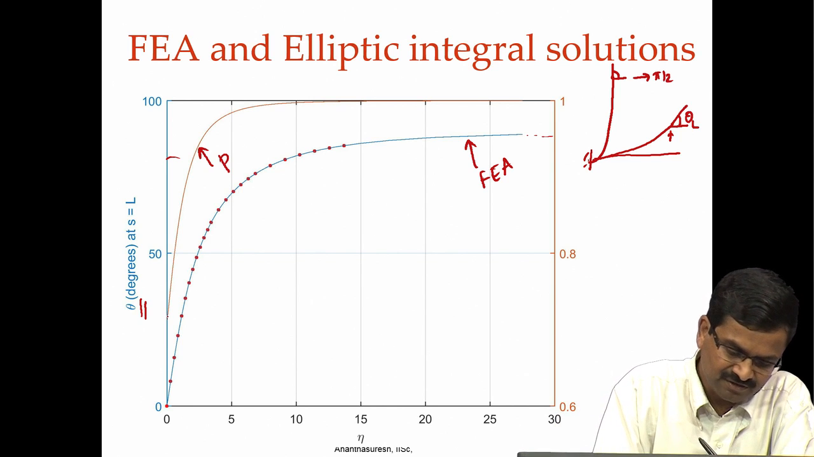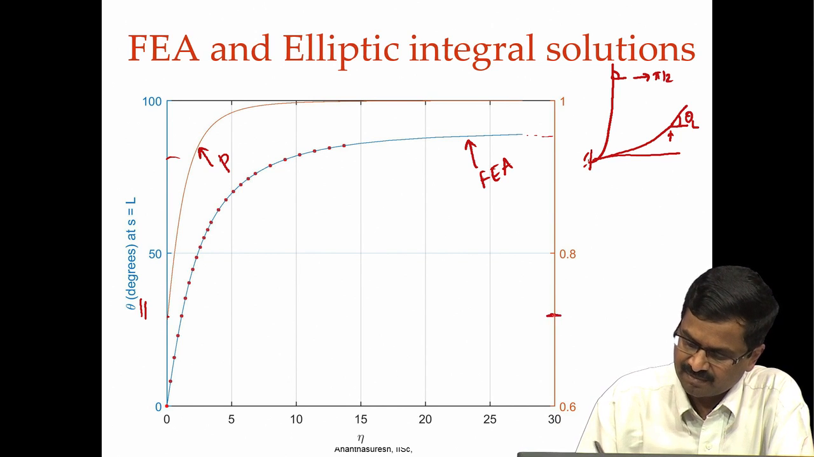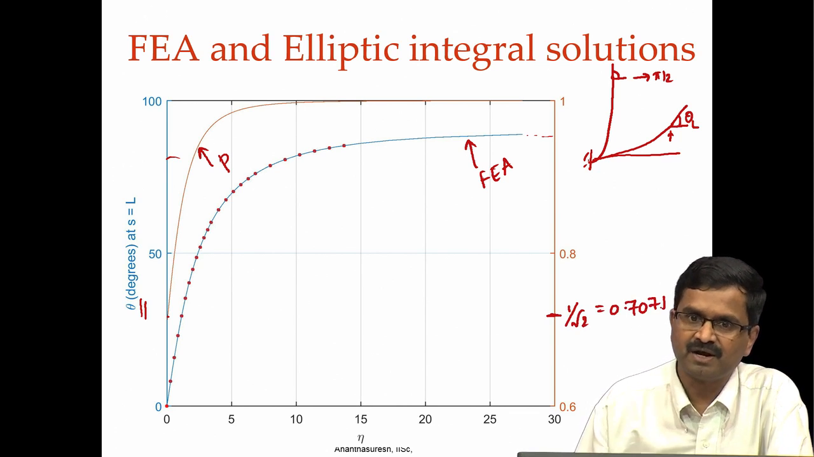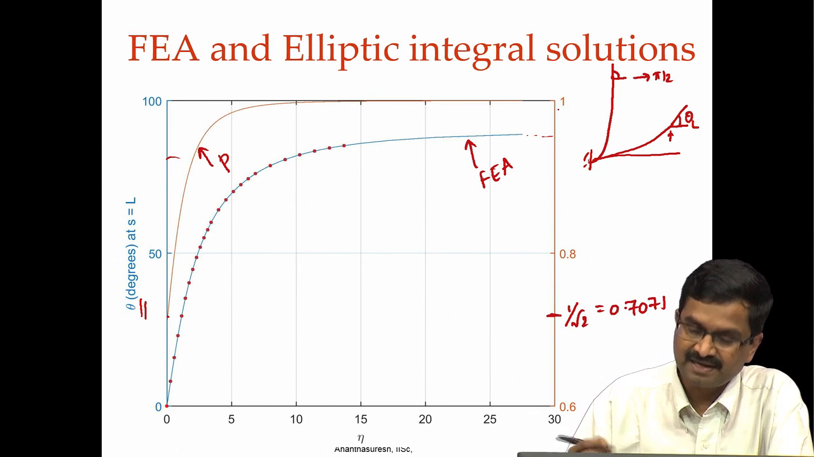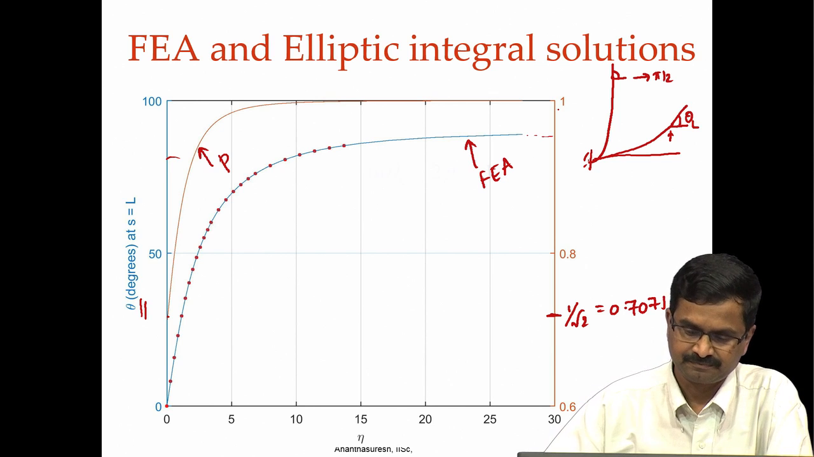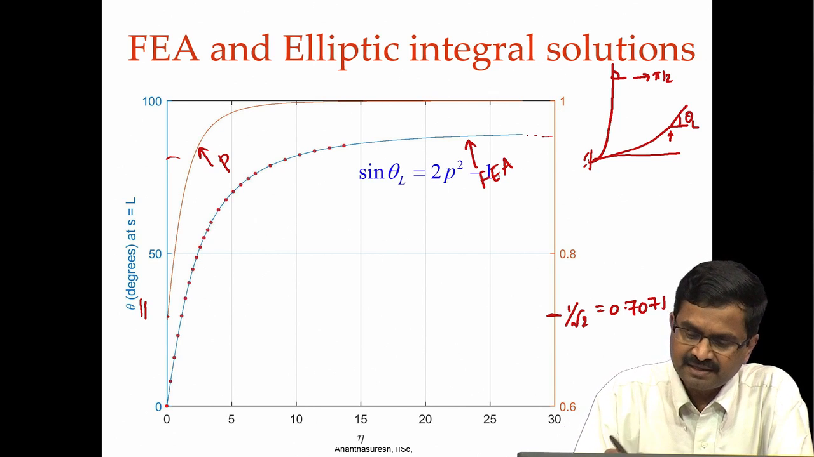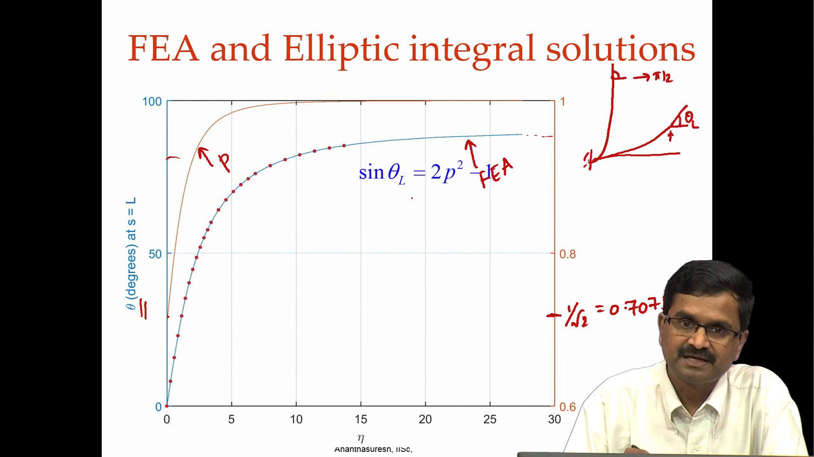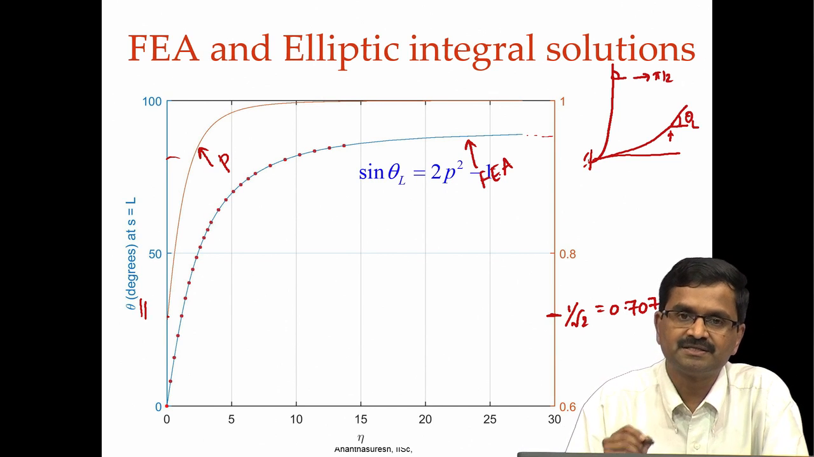And you can see the range of P, it is from 1 over square root of 2, which is 0.7071, all the way to 1. That is the range of P. That is what will be unknown in all these problems. And theta L and P are related, where sin theta L is 2 p square minus 1.